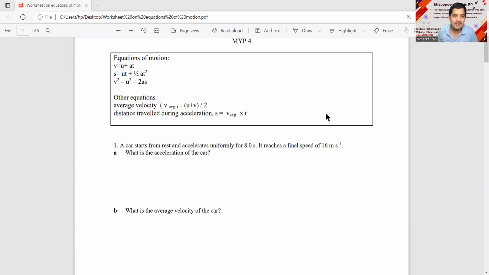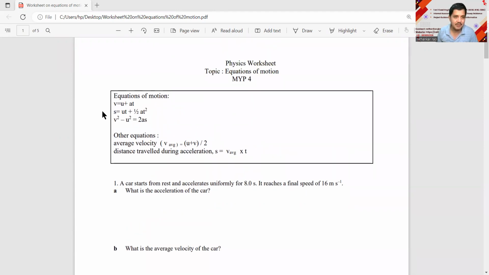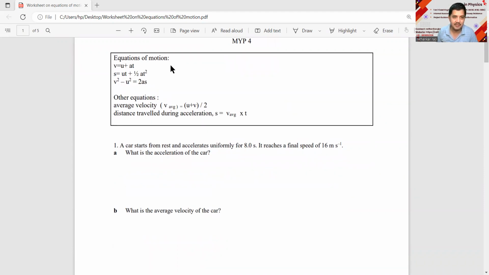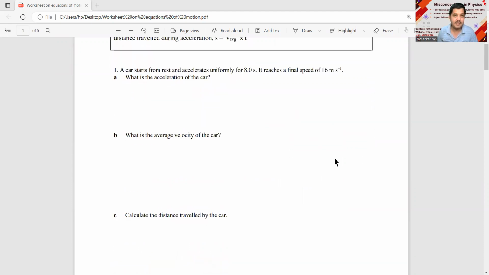So there are equations of motion. You have 4 or 5 equations of motion given over here. The actual 3 equations are the ones we have already discussed in the classroom. Now, first question: a car starts from rest.